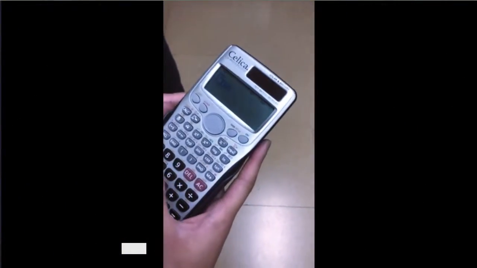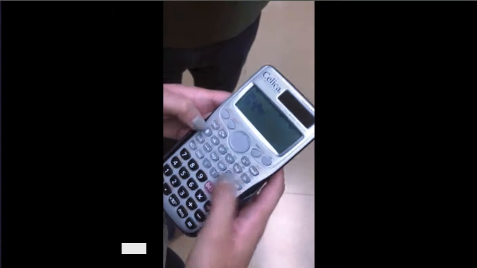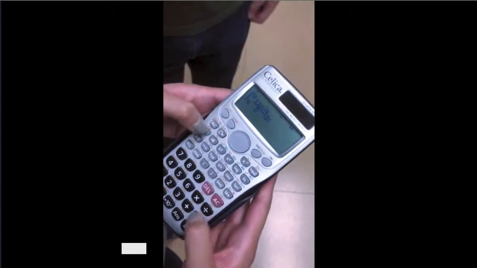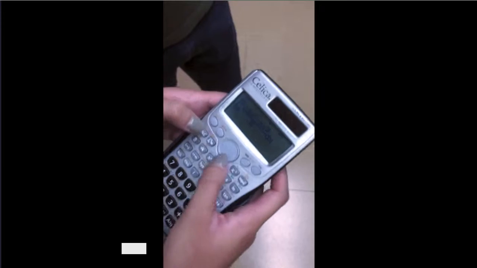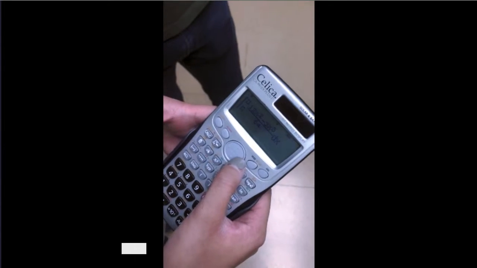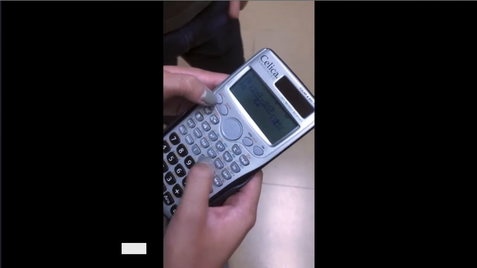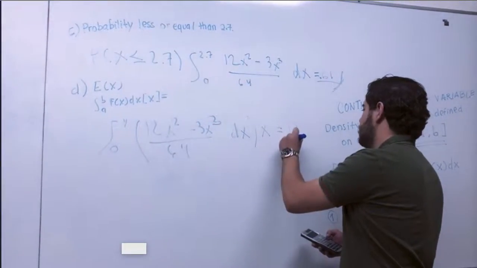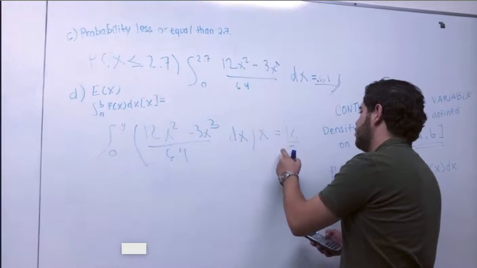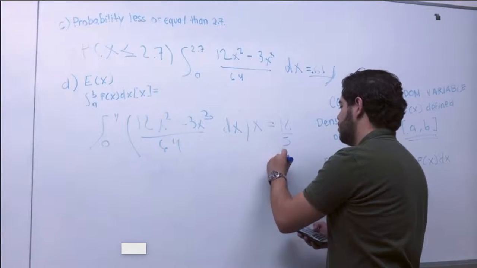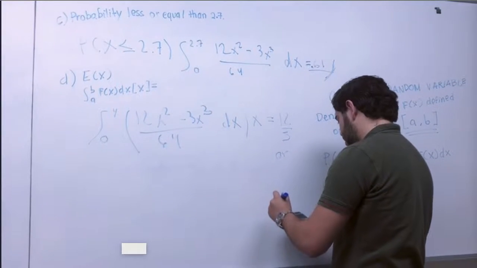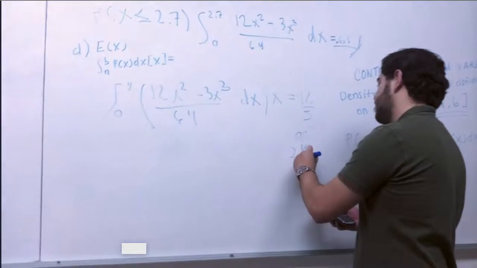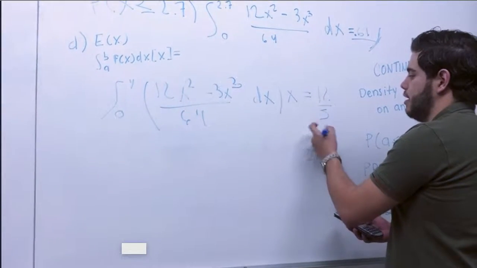And then we type it in the calculator. And this will be the final result. Or we can change it to decimal. That will be 2.4. And both answers are correct.